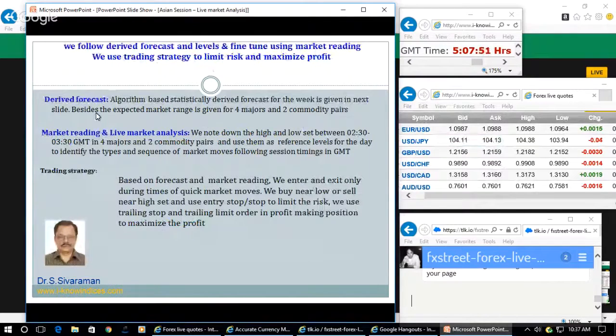A derived forecast. The derived forecast is obtained by using a sequential statistical analysis. And this analysis is independent of the market moves. It takes into consideration the factors which influence the market, either directly or indirectly, to find out how exactly the market is expected to behave, whether it is going to show bearish US dollar sentiment or bullish US dollar sentiment.